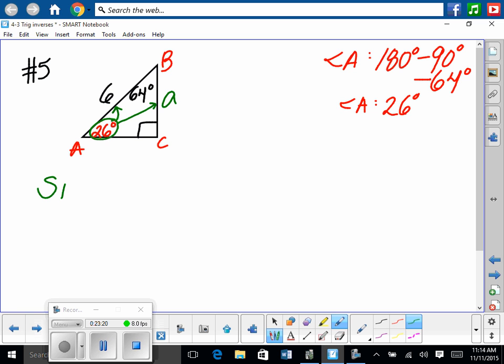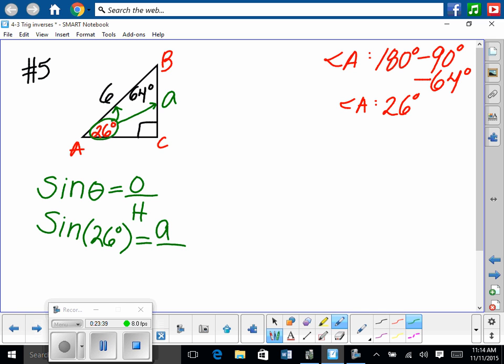Sine. So everybody, sine of theta is equal to opposite over hypotenuse. Does everybody understand why I'm using that? Yes. So then I plug in everything I know. Sine of 26 degrees is equal to the opposite, which is A, over the hypotenuse, which is 6. Back there, back group, are you following me? Are you understanding? Arnisha, do you get it? Do you understand it? So then what's my next step?